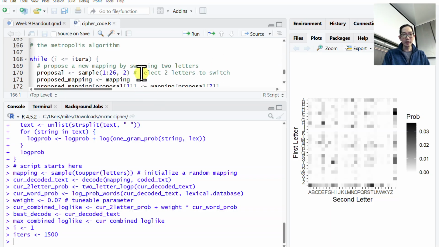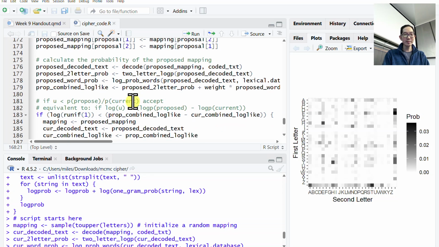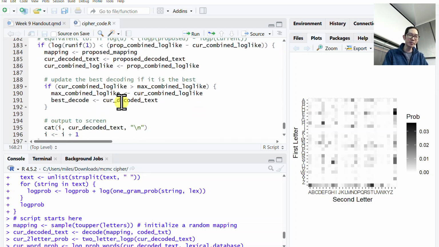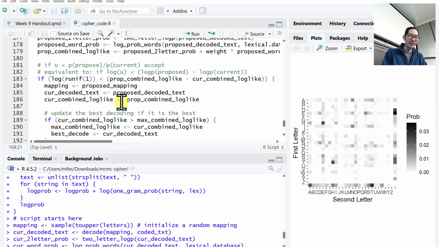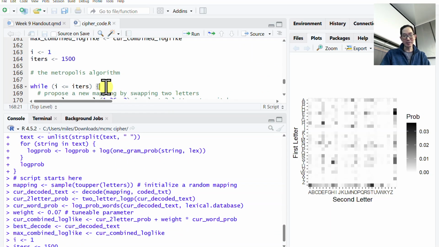we'll run this loop. And so basically in this loop, I say, hey, propose a swap, calculate the probability of the proposed swap versus the current one, and if it's better, take it. All right. And so we'll go ahead and run it.